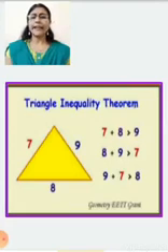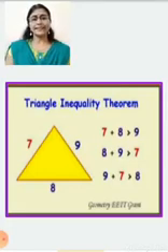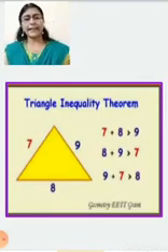Second combination, 8 plus 9. So 8 plus 9 is 17. And 17 is again greater than 7. Now the third combination is 9 plus 7. 9 plus 7 is how much? 16. So 16 is again greater than 8. So in all the cases we are getting a sum which is greater than the third side. So this shows that we can make a triangle with these 3 sides.